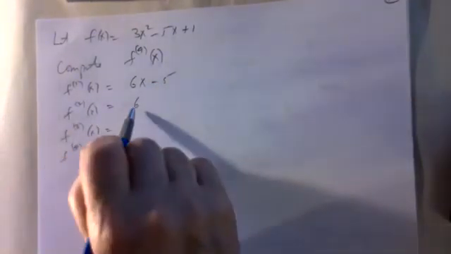Professor, I think even the third derivative is 0. So I asked, what's the fourth derivative? 0 too. Exactly. So 3x squared minus 5x plus 1. The first derivative is 6x minus 5. You differentiate this, you get 6. You differentiate 6, you get 0. And you differentiate 0, you get 0. So this is the fourth derivative.